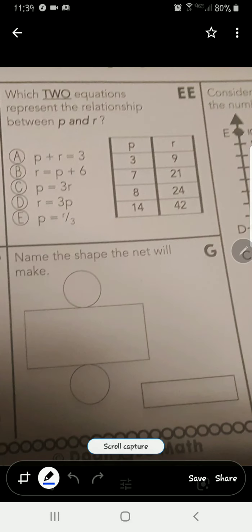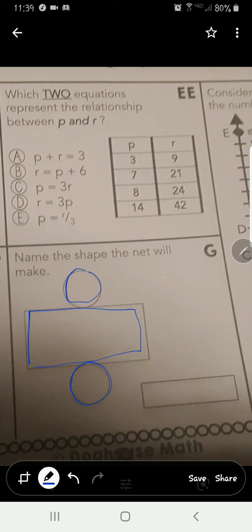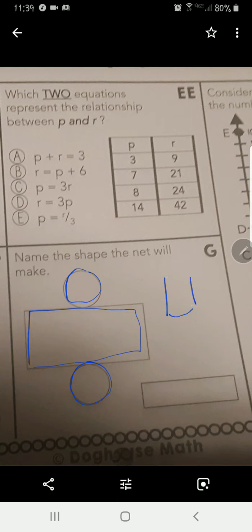Okay, this one's pretty easy. Name the shape the net will make. We know what a net is. That's just if you took a 3D object and you laid it flat as if it was 2D. So what could this possibly be? We have 2 circles and 1 long rectangle. Let's try to piece it together. Looks an awful lot like a cylinder.